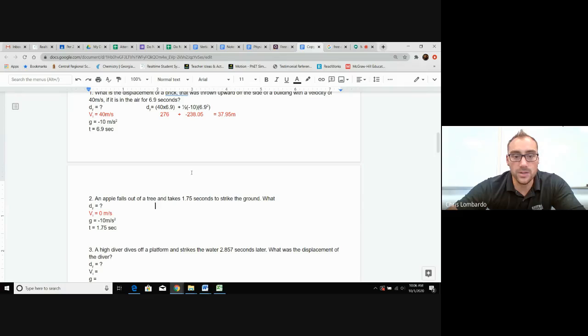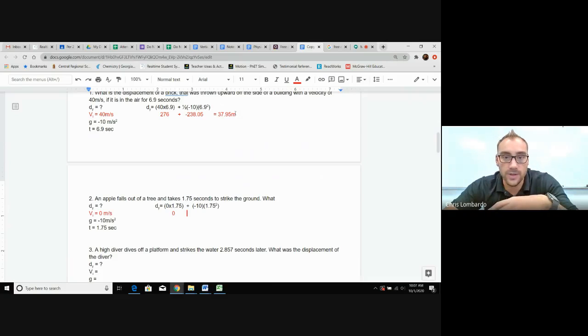So you have your equation. dy equals 0 times 1.75 plus negative 10 times 1.75 squared. Okay, so this, guys, is going to be 0. Anything times 0 is 0. Oh, snap, I forgot to highlight all this in red for your answers.